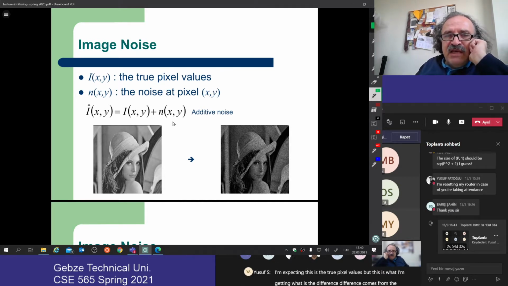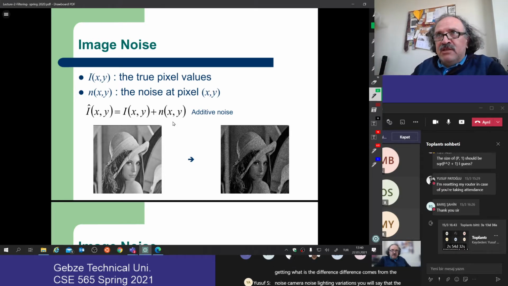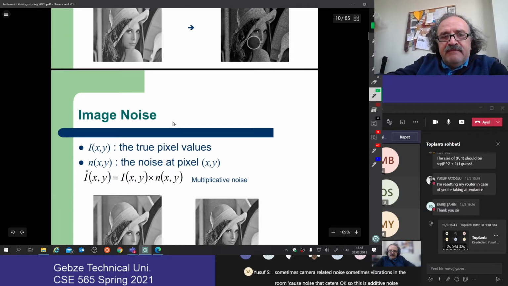What is the difference? The difference comes from the noise. Camera noise, lighting variations. You will say that the lighting is perfect, but in my room I am using fluorescent lights, and fluorescent lights flicker. When they flicker, if you take two images one after the other, their light intensities are different. So this is a lighting related noise. Sometimes camera related noise, sometimes vibrations in the room cause noise, etc. So this is additive noise, and we are going to look at it.